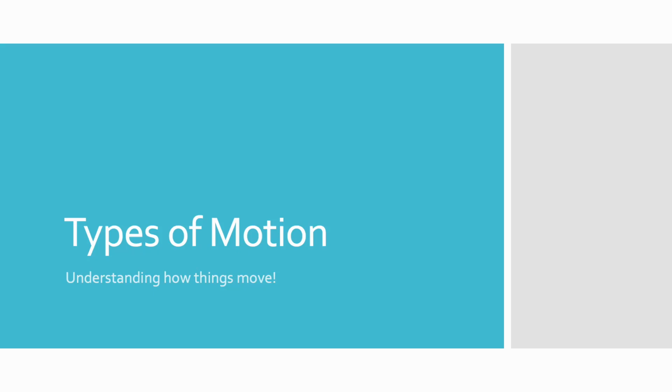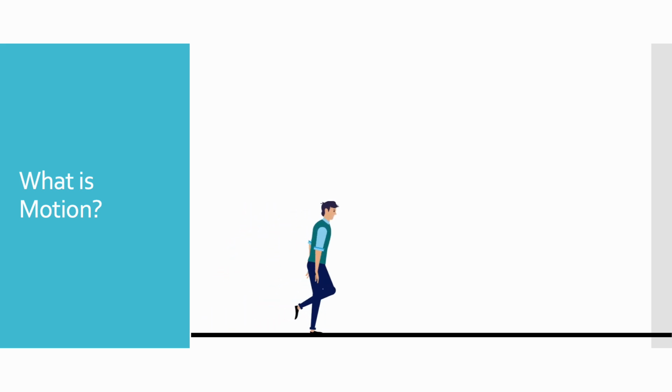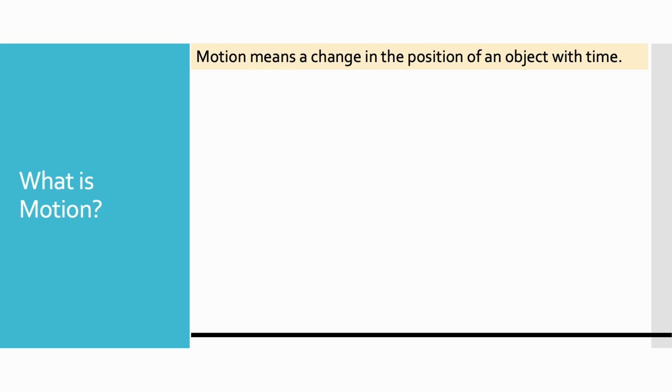Types of motion, understanding how things move. Let me begin by asking you a simple question. Have you ever seen a car drive by or a bird flying across the sky? This is motion in action. Motion means change in position of an object with time.